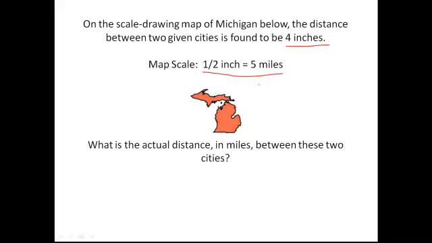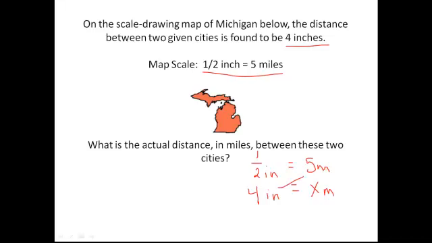So you're asked for the actual distance between the two cities, and we're going to use that ratio of 1/2 inch per every 5 miles. Well, this 4 inches goes with the inches. Inches go with inches. And we don't know the miles, so that's where x comes in.